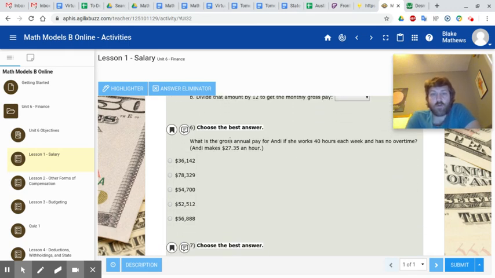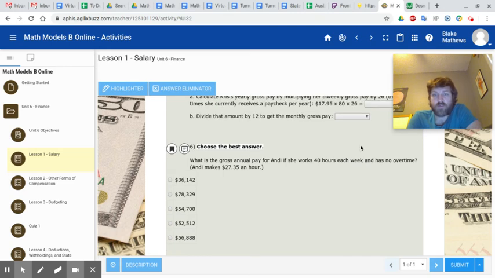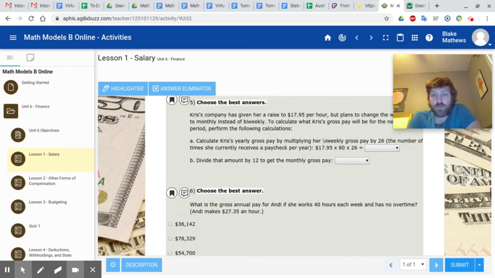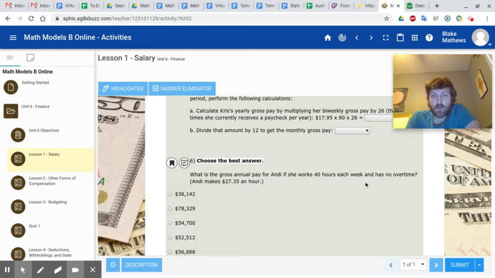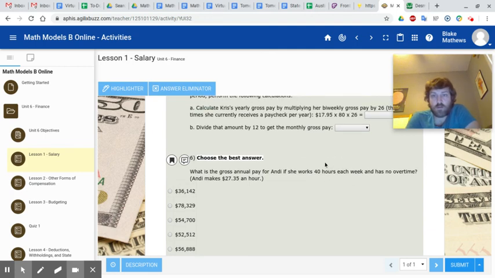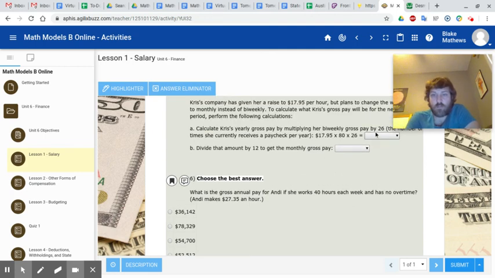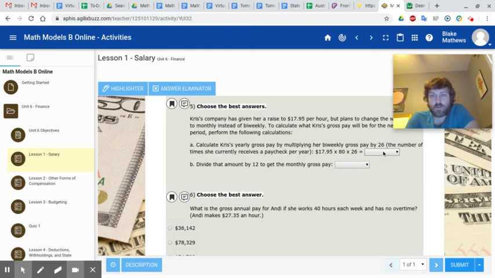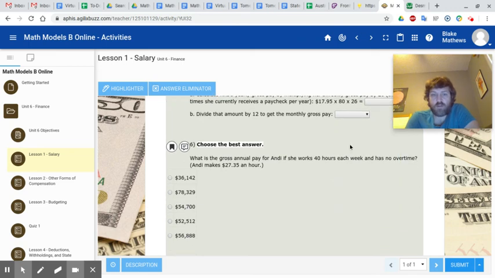Then it asks, what is the gross annual pay if she works 40 hours each week and has no overtime? So that would be the number you got here. That would be the number that you got here. 40 hours each week and there's no overtime. Yeah, that should be the same answer that you got in the previous number 1.